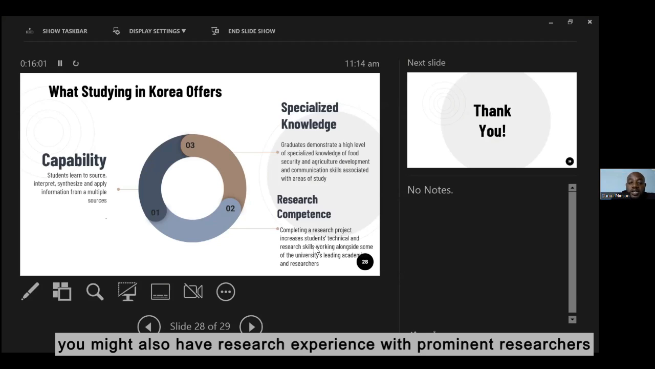And the exposure that you get working with some of the top researchers in the field also enhances your research competence. And then above all, you are able to specialize in your area or field of knowledge because there's so much exposure, both practically, theoretically, and through your own experience through research. You are also better able to enhance your knowledge in any field that you find yourself studying.